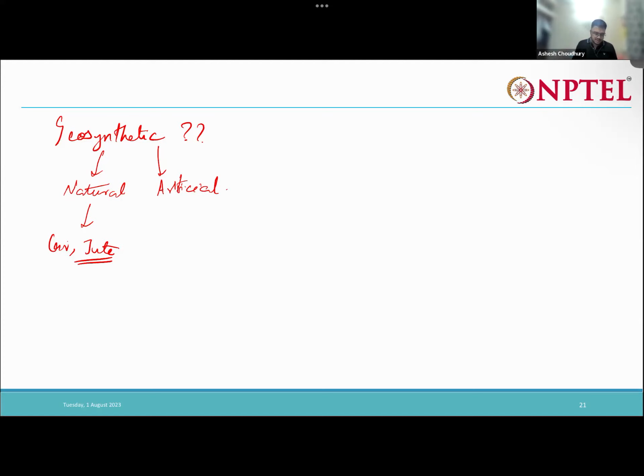So jute is a geosynthetic material, and among artificial ones it can be a polymer or it can be metal. Polymers can be any kind of synthetic chemical substance, such as PVC, polyvinyl chloride, or nylon 66. And metal, such as steel strips, are also used for reinforcement purposes. So metals can also be used, and polymers can also. These are artificial.